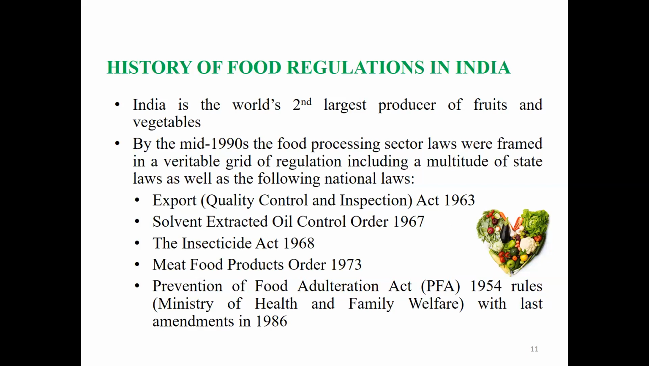There are several laws which were passed, like the Export Act in 1963, in order to have quality control and inspections. The next one is the Solvent Extracted Oil Control Order in 1967. In 1968, we have the Insecticide Act. In 1973, we have the Meat Food Products Order. And in 1954, we have the Prevention of Food Adulteration Act rules, with the latest amendment.